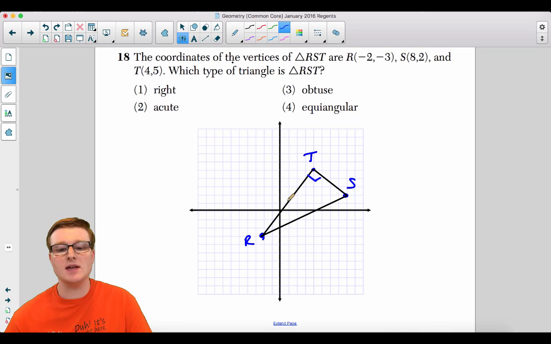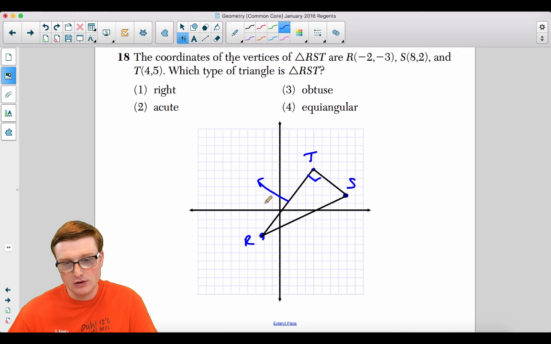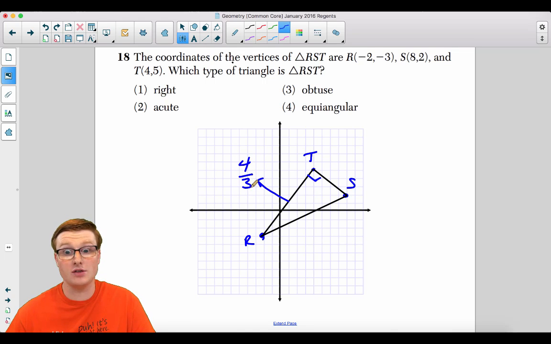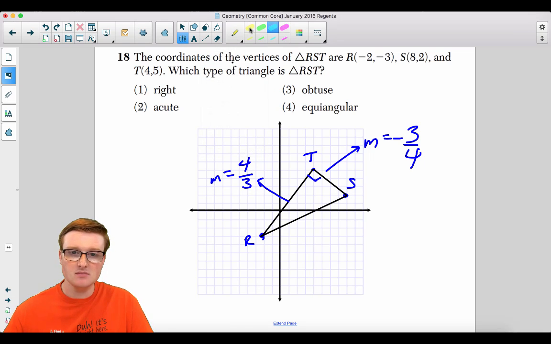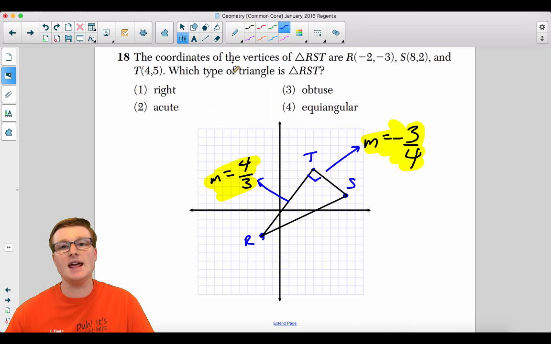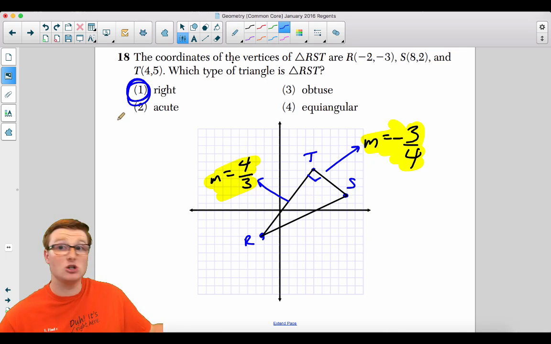And the way to do that is to calculate the slopes. The slope of RT, you're going up 1, 2, 3, 4 to the right 1, 2, 3. That's your rise over the run, so the rise over the run is 4/3. That's your slope. The slope of TS is down 3 to the right 4. So look at this. These slopes are negative reciprocals, and we know that negative reciprocal slopes form perpendicular lines, and perpendicular lines form right angles. So we know for sure that this has to be a right triangle, which is going to be choice 1.